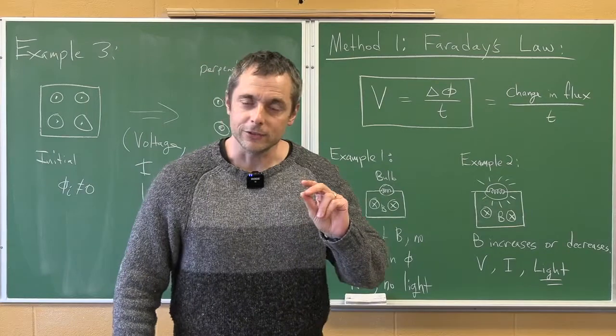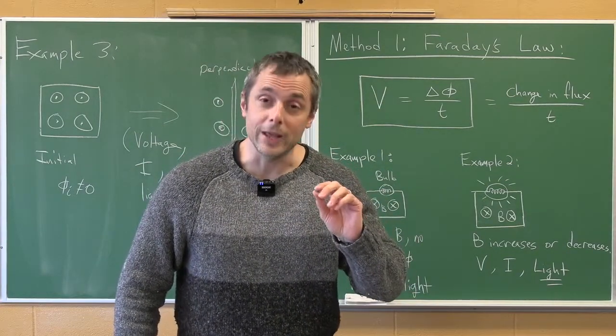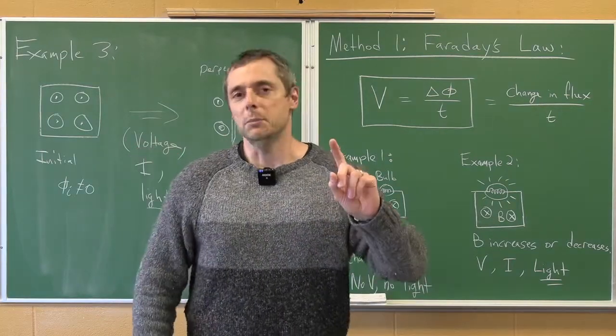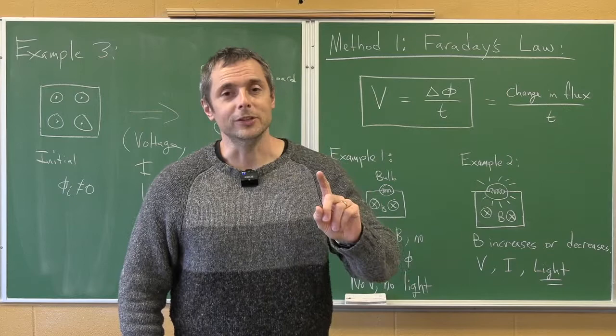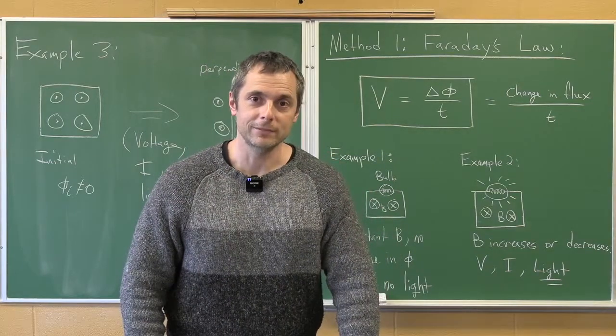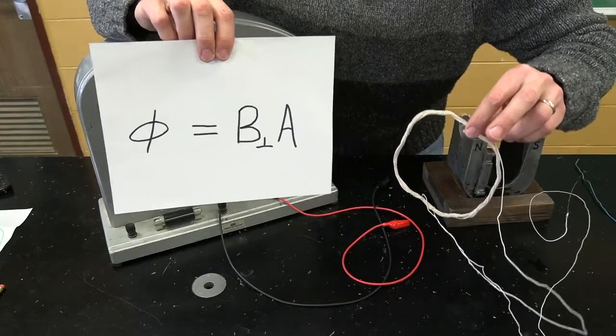Now what we're going to do is look at the second method for creating a voltage. You could change the flux, as we just learned, but there's another way to create voltage. Let me reconfigure the camera, and I'm going to show you how to do that. So this second method doesn't involve changing the magnetic flux in a coil.